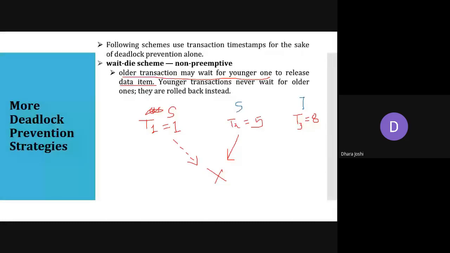Okay. So the younger, junior one will never wait for the senior one. If T3 now wants to acquire a lock on data item X, T3 need not wait, it will be rolled back. And as T2 is a senior, it needs to wait. Okay, so we have one general scenario: three transactions T1, T2 and T3, where T1 is the senior one, T2 the intermediate, and T3 the junior one.